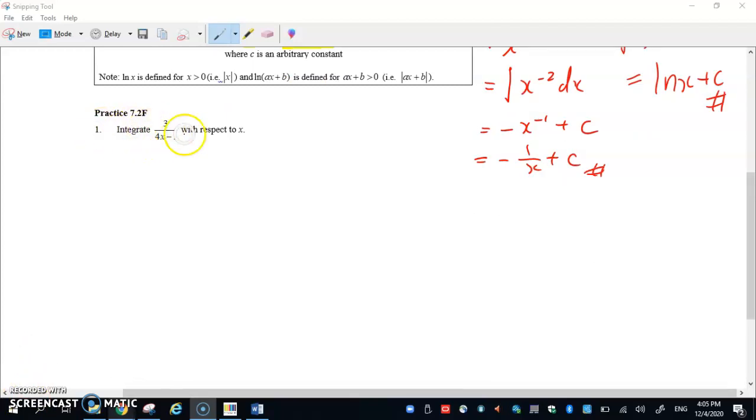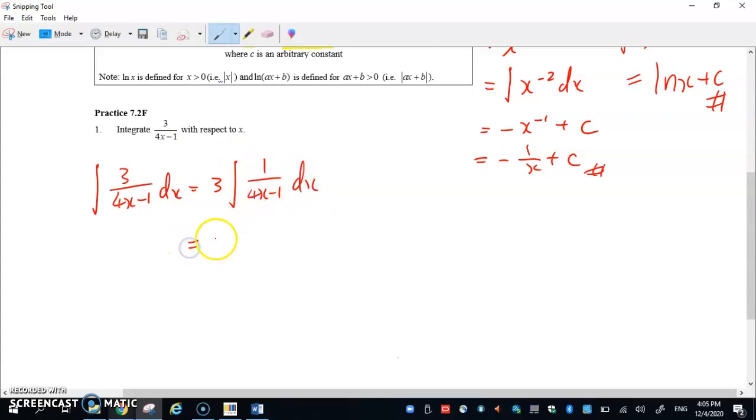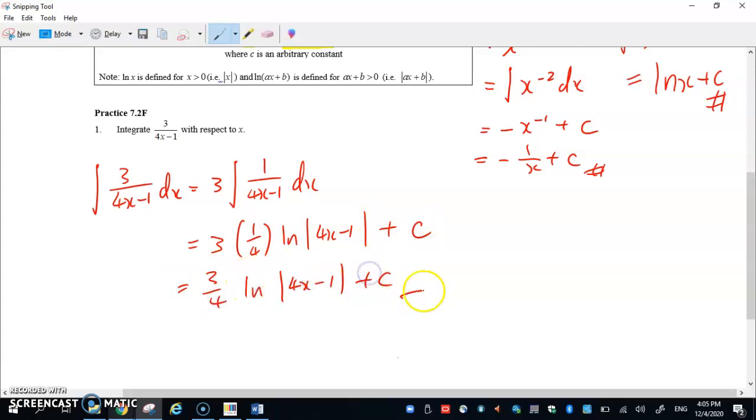So now we'll look at question number 1, to integrate 3 over 4x minus 1. So we have the integral of 3 over 4x minus 1 dx, which is 3 times the integral of 1 over 4x minus 1 dx, and finally we just simply have 1 quarter ln modulus 4x minus 1 plus c. And what we get is 3 quarter ln mod 4x minus 1 plus c, and we are done.